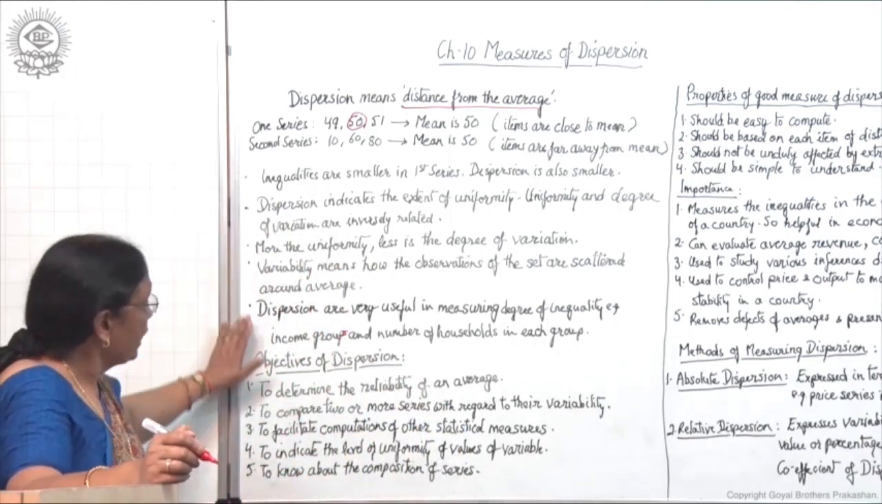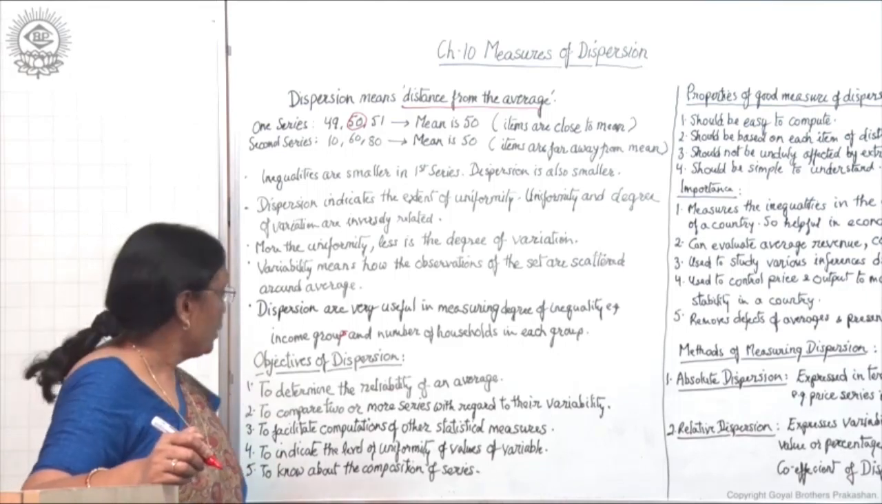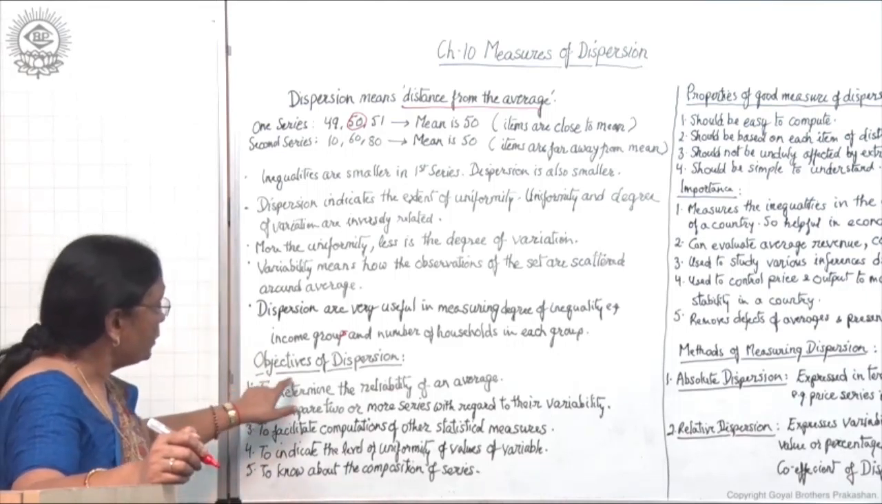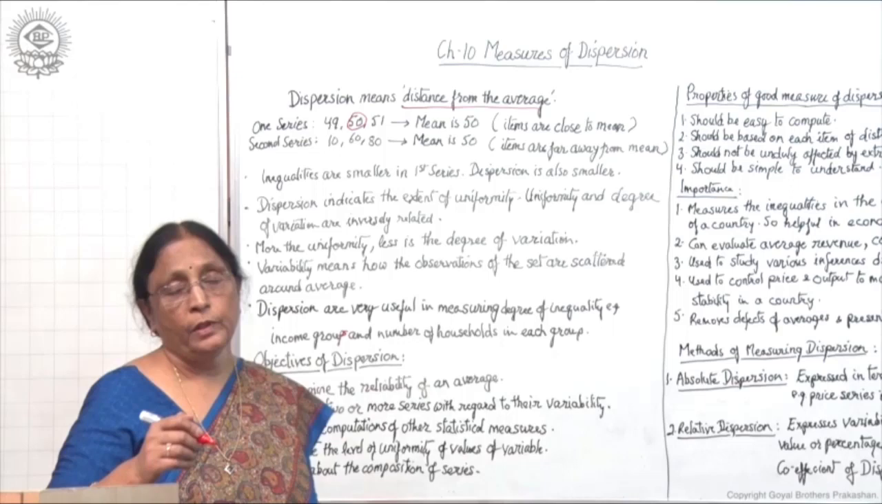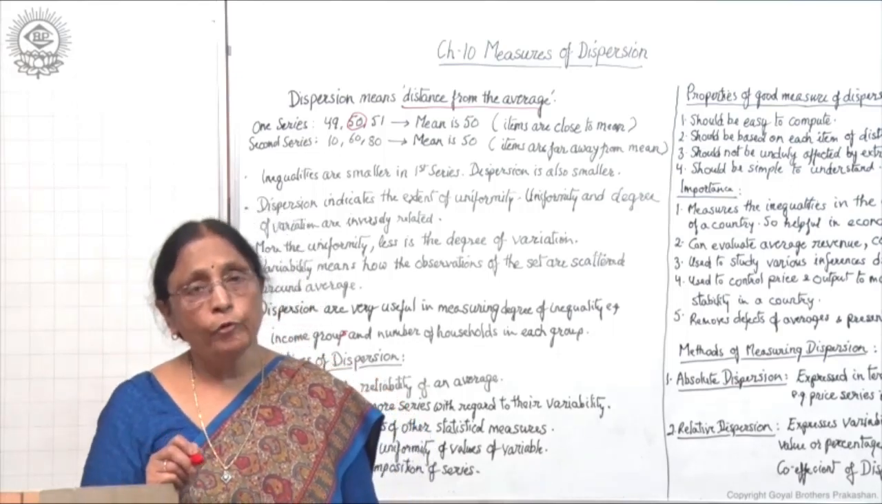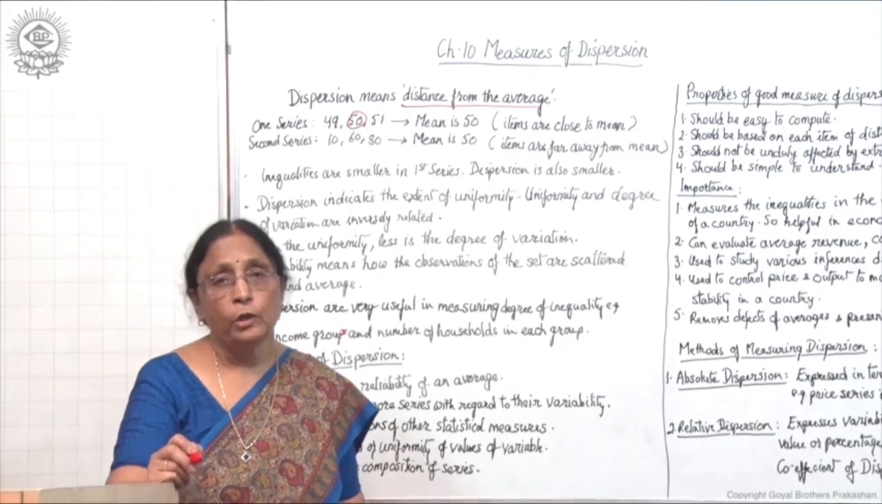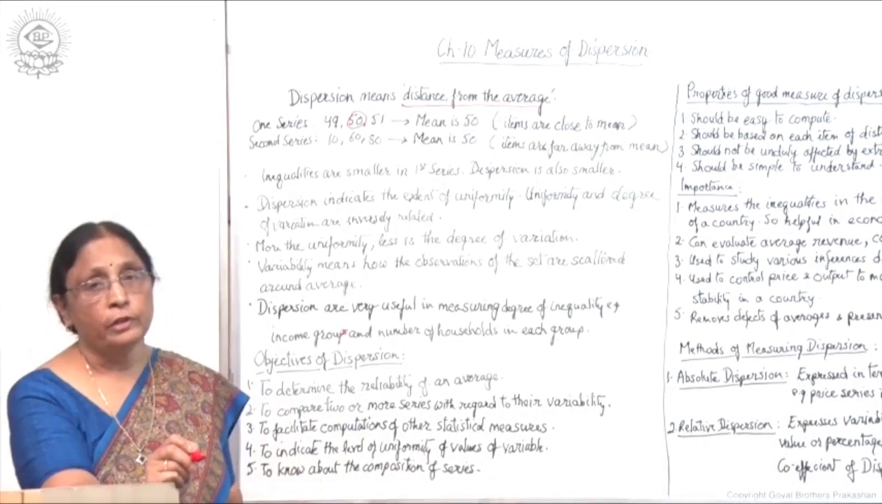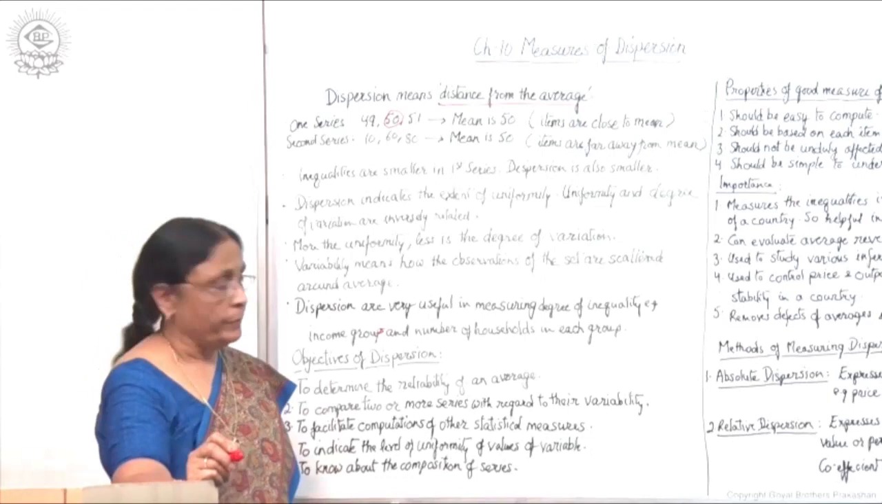Now, after understanding the meaning of dispersion, we come to the objectives of dispersion. That means how dispersion is helpful to us. What is the objective of learning dispersion?